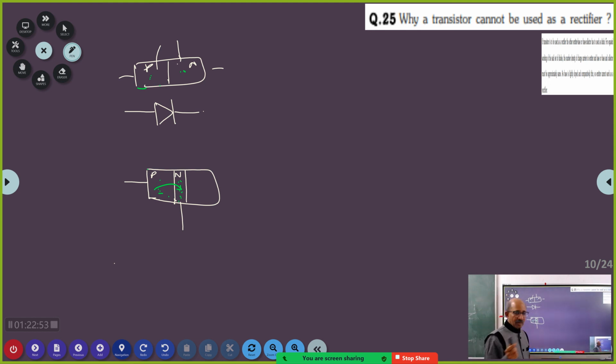And because of the differential doping concentration, you can't use the transistor as a rectifier. Okay? That's the thing.